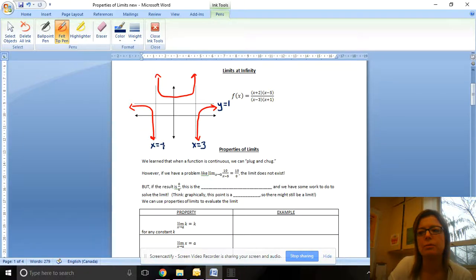So we can say here that the limit as x approaches 3 from the right, so from the positive side, of f(x), what would that be? So as we get closer and closer to 3 from the right, what is the function approaching? It's approaching negative infinity. Okay, so this means that the limit does not exist since it's not a real number.